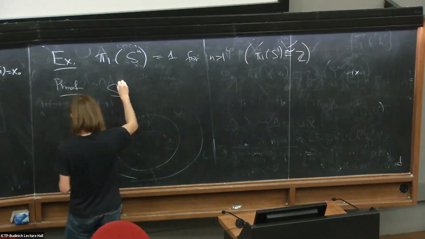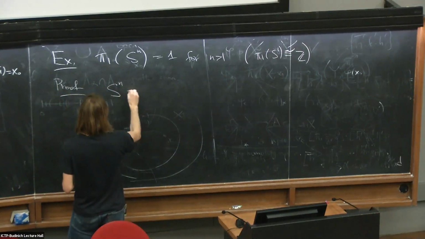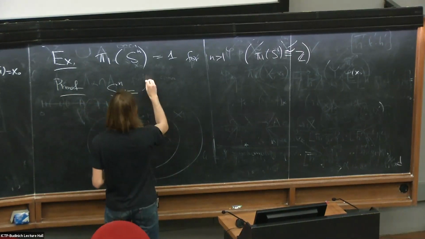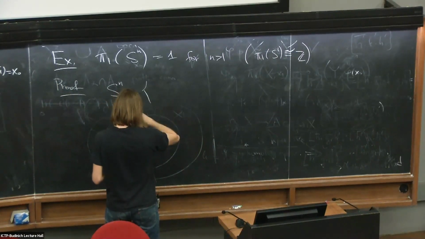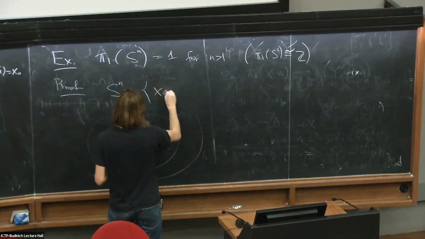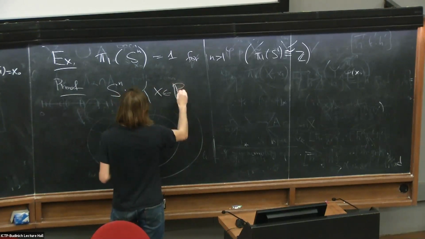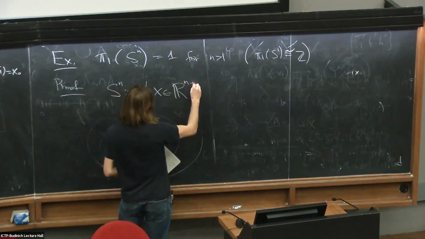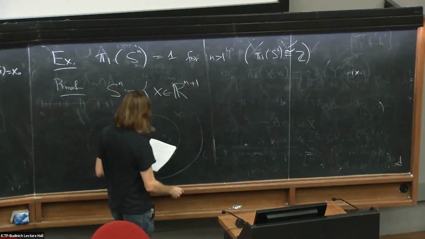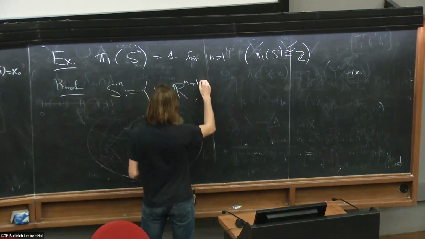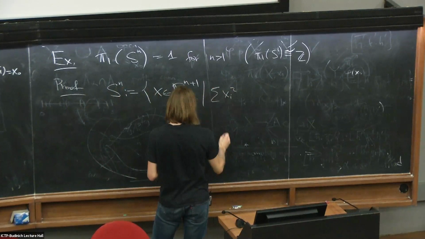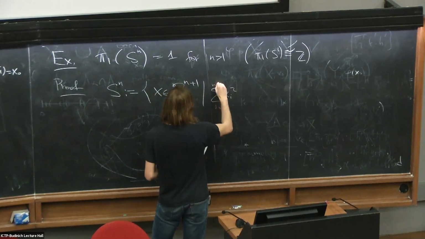Okay, first let me remind you the definition of the n-dimensional sphere. This can be understood as a subset of elements in n plus 1 dimensional Euclidean space, with the condition that the sum of squares of coordinates is 1.